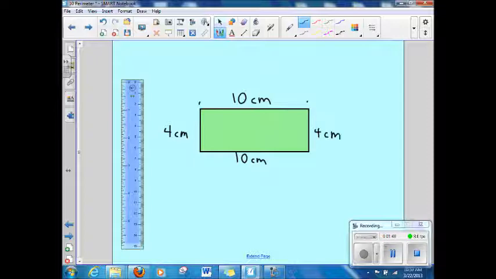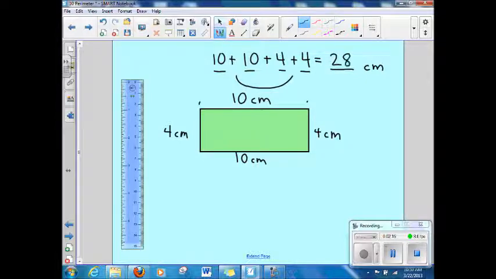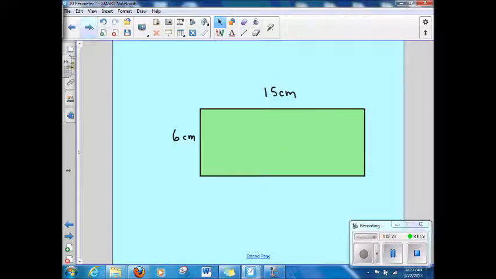Perimeter, we said, was the outside measurement around a plane figure. So if we add all these together, 10 plus 10 plus 4 plus 4 equals, and then we'll have our centimeters on the end here for our label. 10 plus 10 is 20, of course, and 4 and 4 is 8. I know that 20 and 8 is 28. So the perimeter of this rectangle, or the outside measurement of this rectangle, is 28 centimeters.